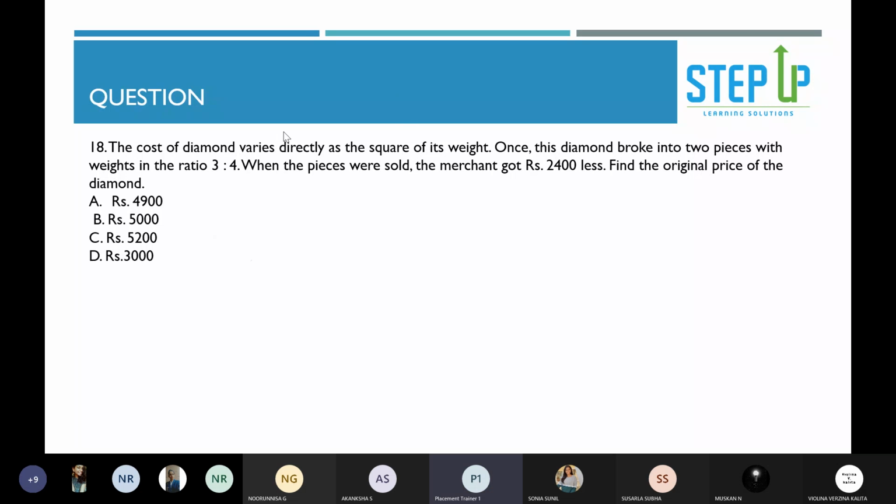How is the cost of a diamond related? It is related to the square of its weight. So once this diamond broke into two pieces with the ratio of 3:4, when the pieces were sold, the merchant got rupees 2400 less. So now there is a solid diamond. When this solid diamond fell down, it broke into the ratio of 3:4. Do you think so? Some part will be lost here.